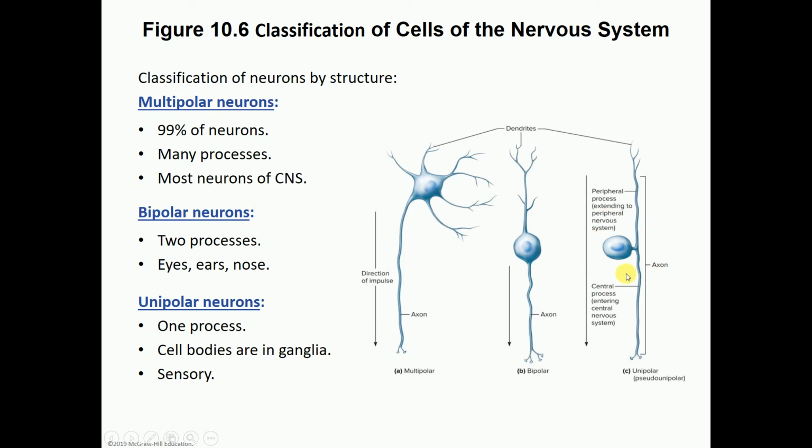Now this unipolar neuron, you can see here it has that one process and then divides into 2 processes. A peripheral process that goes towards the peripheral nervous system, and a central process that will go towards the brain or the spinal cord, so towards your CNS. These are for general senses, okay? And then a collection of all of these cell bodies together.